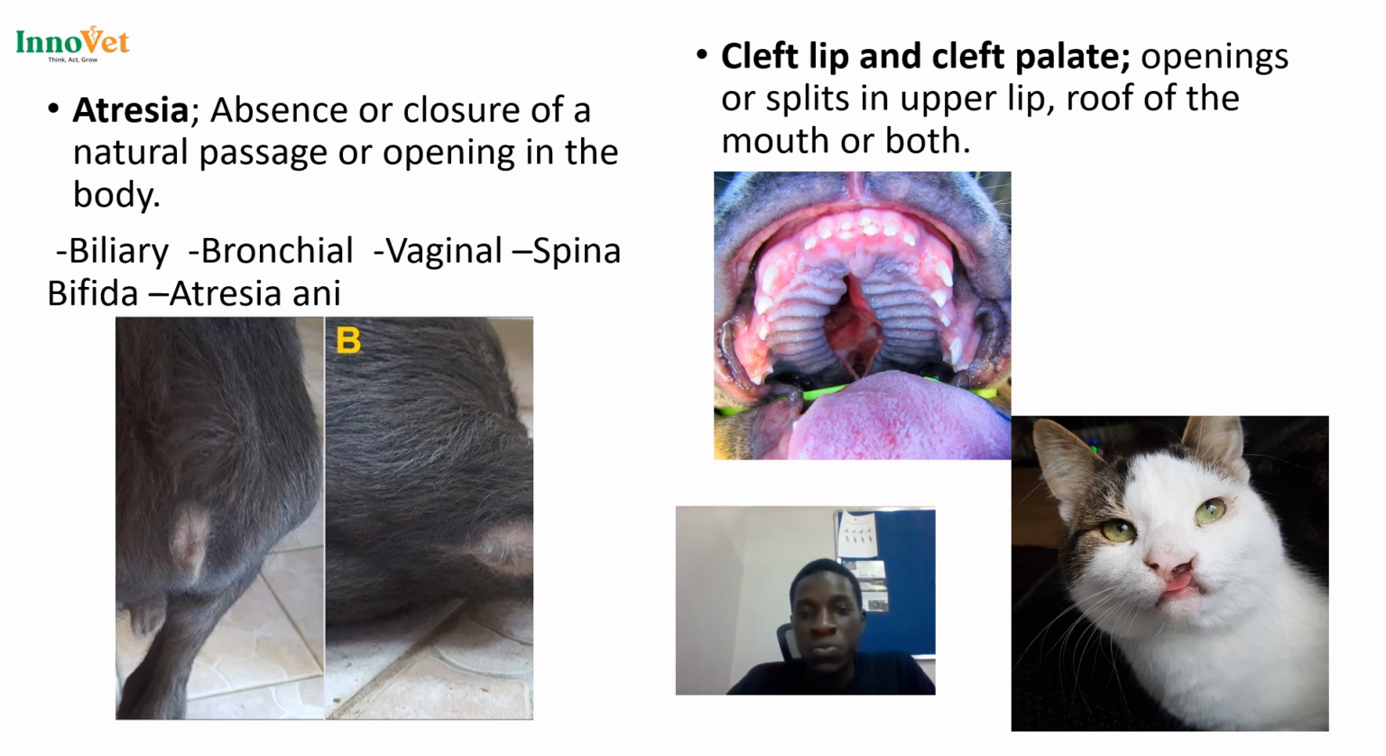When we come to cleft lip and cleft palate, this is where we see openings and splits in the upper lip, roof of the mouth, or both, as is evident in the picture here, where we see that the palate is split. And then also in the picture of the cat, we see that its upper lip has a split as if it was cut.